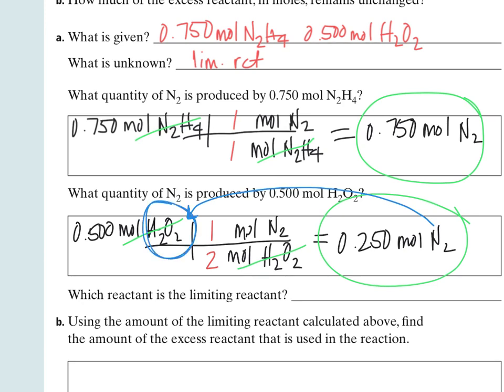So wouldn't we say that the H2O2 is limiting? Why? Because it produced the least amount, and it produced less than it already had.